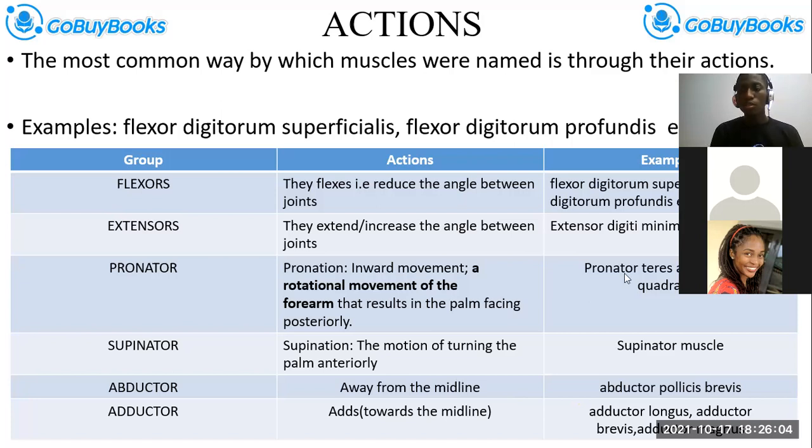So examples of the muscles responsible for pronation of your forearm are pronator teres and pronator quadratus. Those are the muscles. You can see their names are based on their action. Pronator, you get. Then the muscle that helps you return your forearm to its anatomical position from pronation, the outward movement, is the supinator muscle.